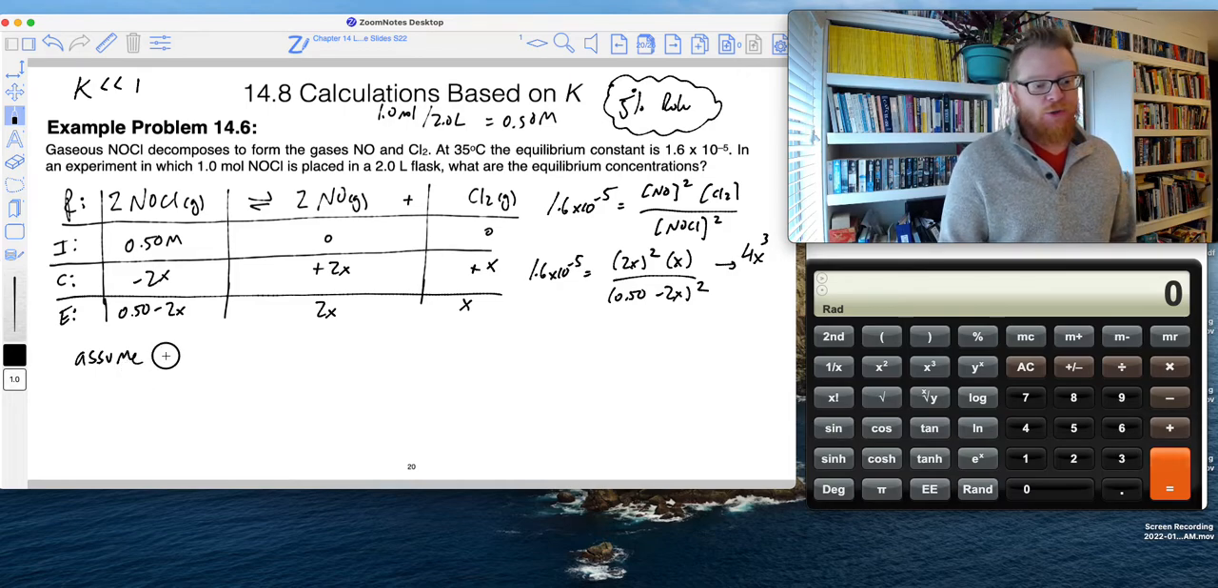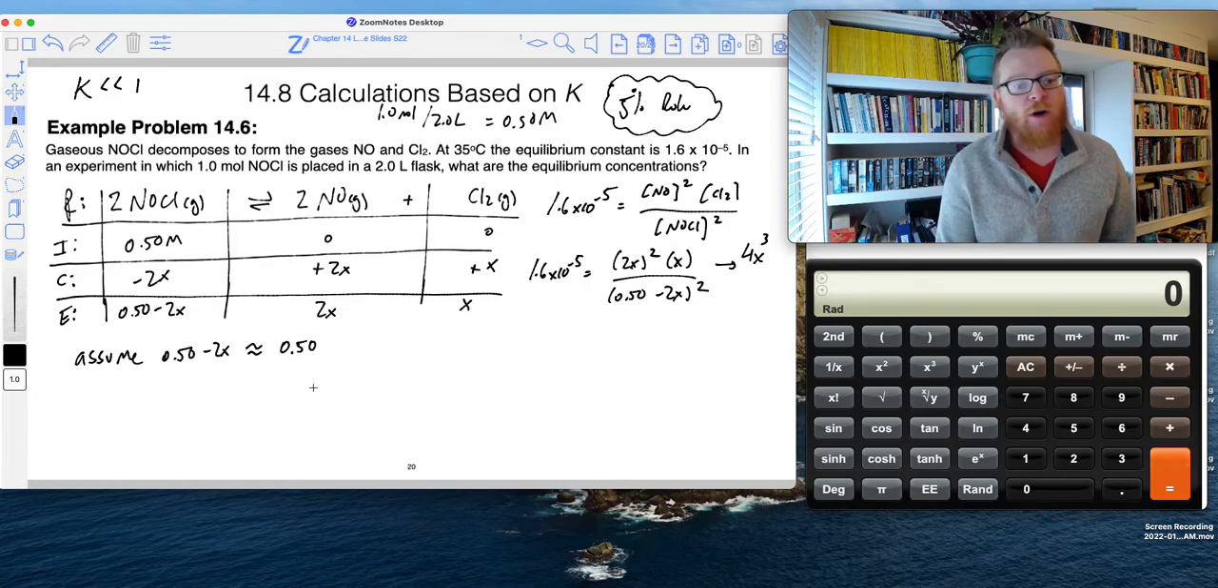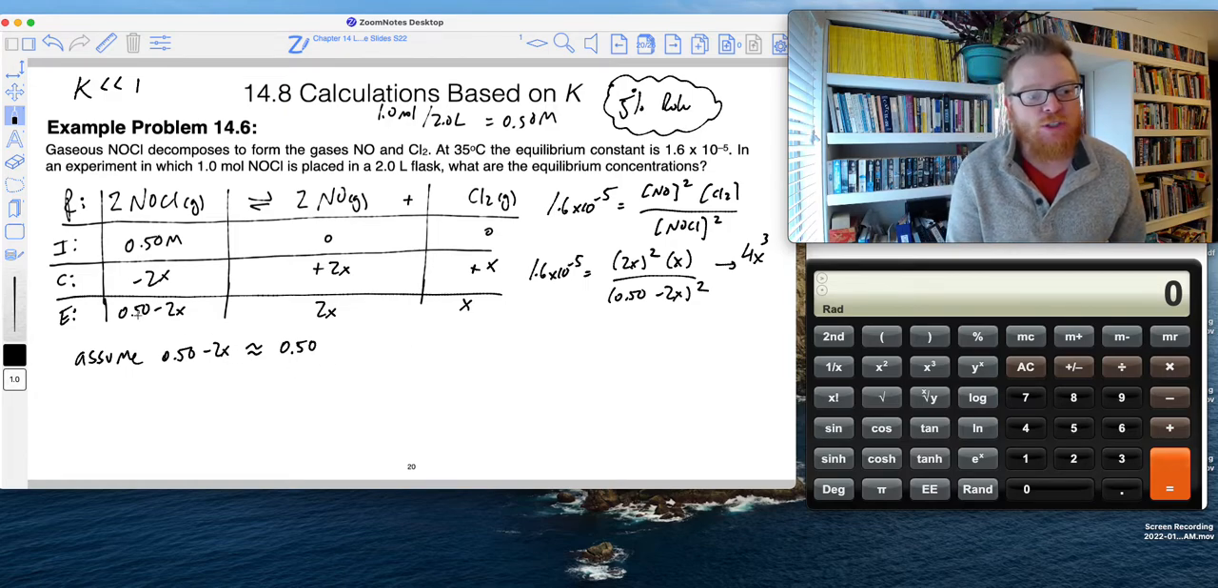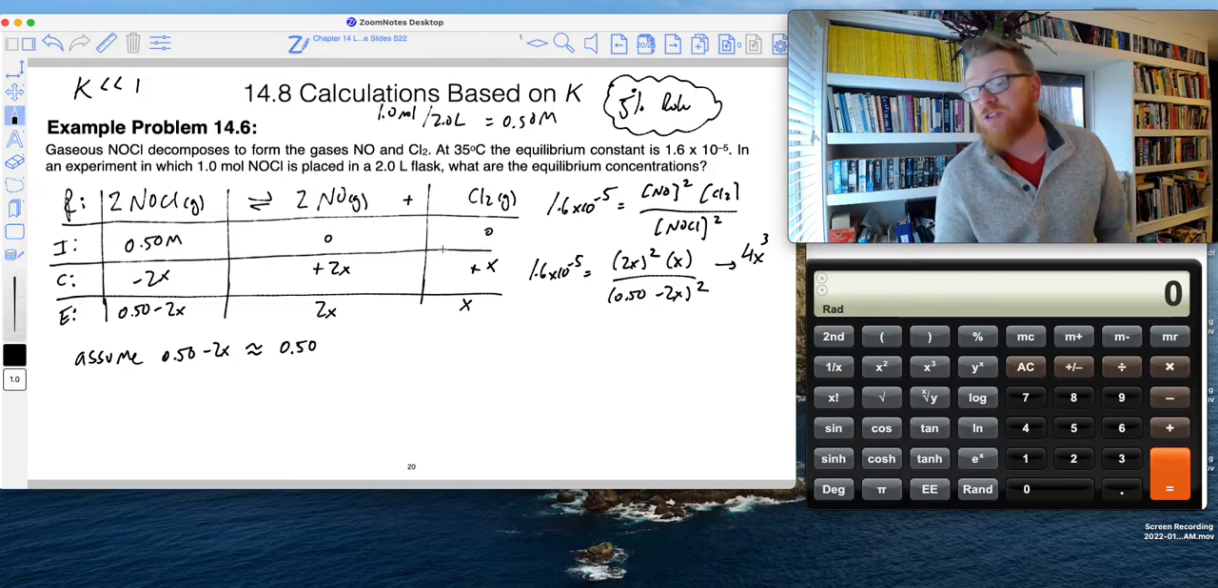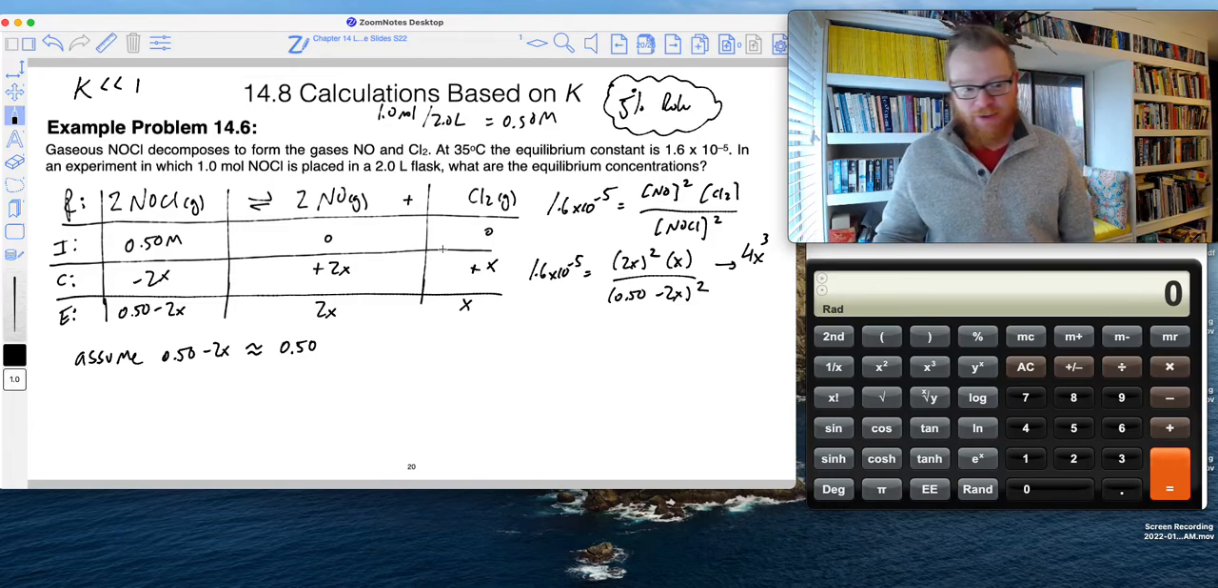We're going to assume that 0.50 minus 2x is basically equal to just 0.50. So we're assuming that the value of x is so small compared to this number that we can ignore it. We can't ignore 2x for NO and x for Cl2 because their initial concentrations are 0, and any number compared to 0 is significant.